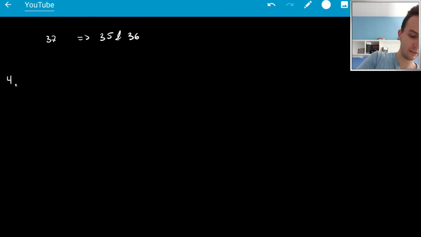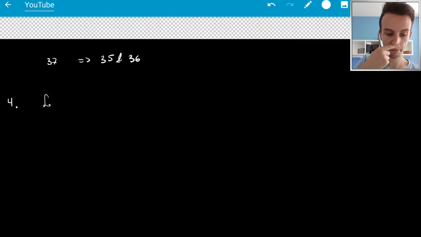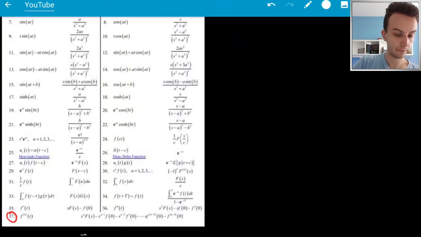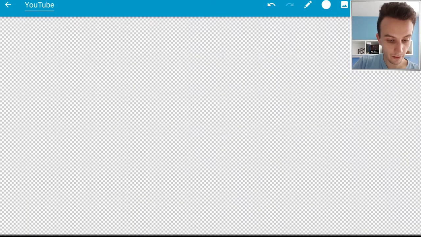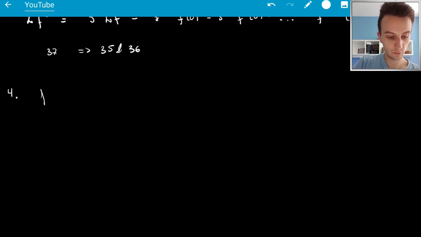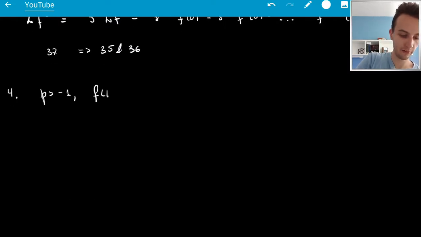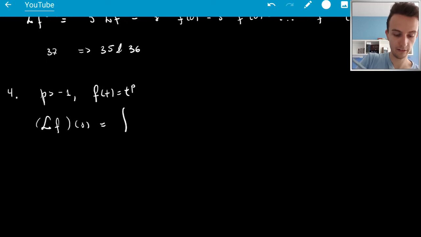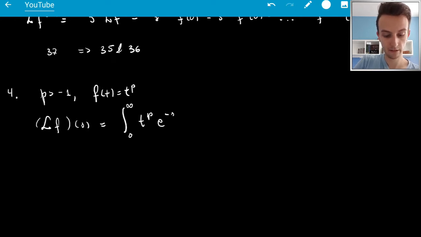So number 4 gives the Laplace transform of t to the p, where p is greater than minus 1. So we set p greater than minus 1 and f of t equals t to the p. Then we say that the Laplace transform of f at s is equal to the integral from 0 to infinity of t to the p e to the minus st dt.